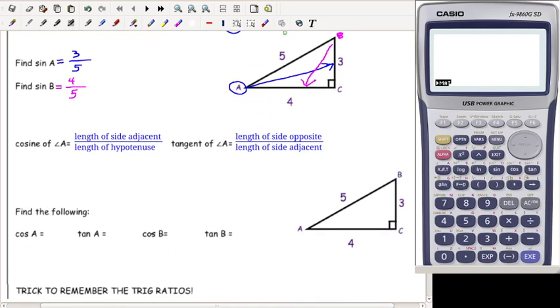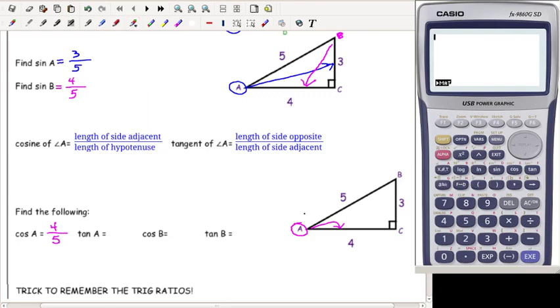So we can use these to find other trigonometric ratios. Using this triangle over here, which is the 3, 4, 5 triangle again, it says find the following. Cosine of A: I identify here's my A. Cosine is the length of the side adjacent, so that's the one right here, right next to it, so the length of the side adjacent is 4. For cosine of A, the length of the hypotenuse goes on the bottom. The hypotenuse is the longest side, which is the 5.